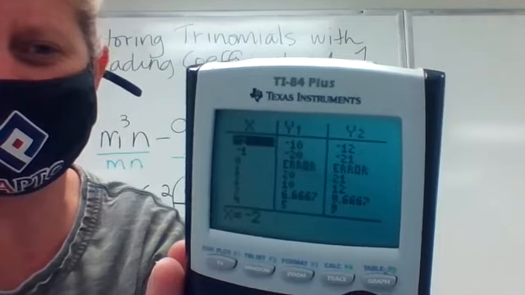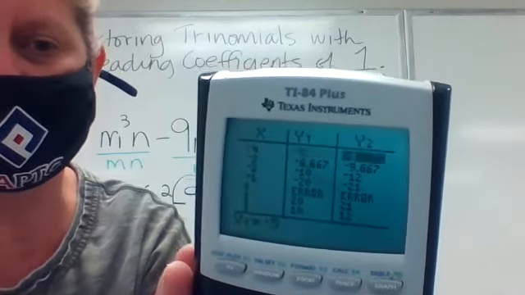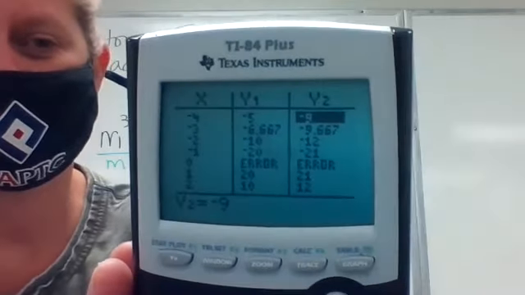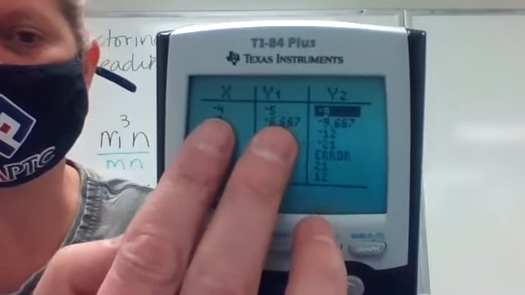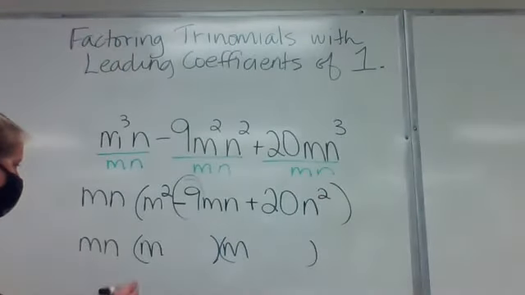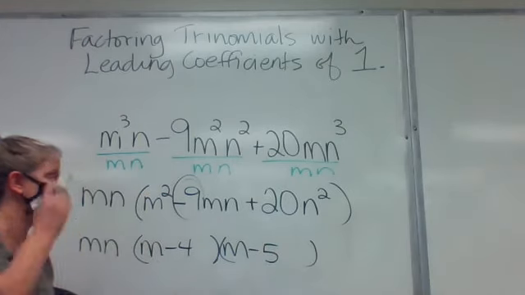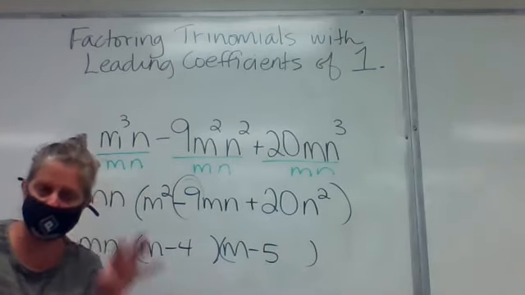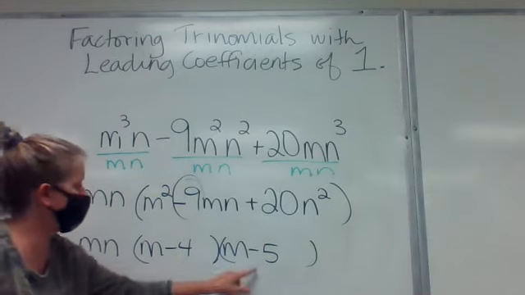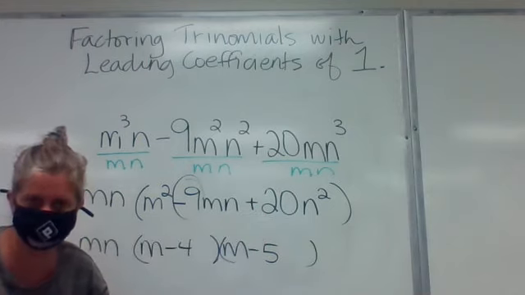There's -21, -12. I'm getting closer. Ooh, I'm getting close. There's my -9. Which means what numbers do I need to put in there? -4 and -5. So now think back to FOIL. -4 times -5 is going to give me that +20 like I want.